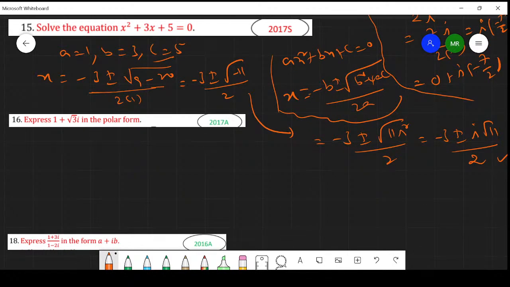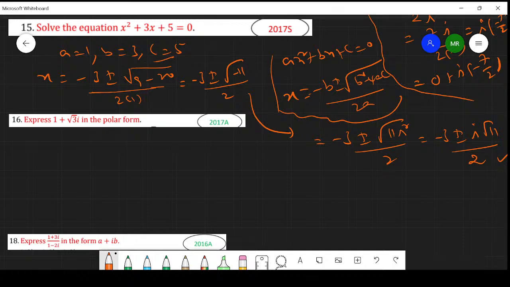Express 1 plus root 3i in the polar form. Many people feel that polar form is difficult. This is an important one. Try to understand what the polar form of a complex number is. I will first explain what polar form is, then I will solve this problem.